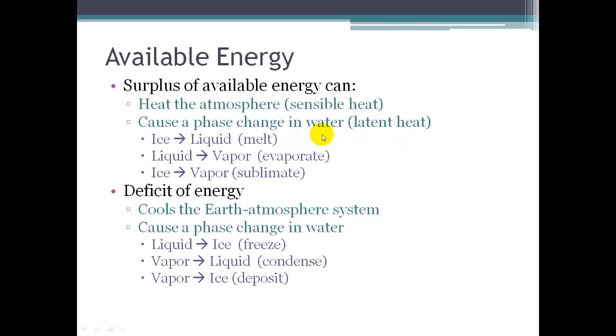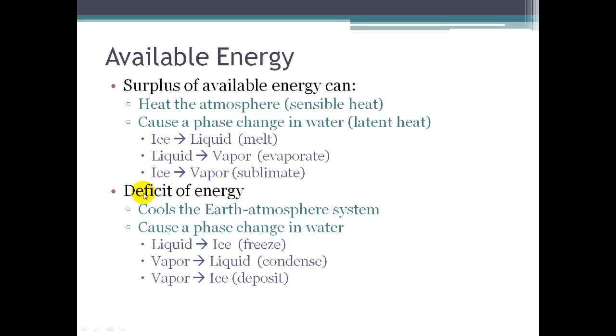And we'll see in a moment a graph that shows latent heat, but basically we have water that exists in three states on Earth: ice, liquid, and vapor. And as water moves from one state to another, it either requires energy in that process or it gives off energy in that process. So you see here the different processes that require energy. So for ice to melt into a liquid, it requires energy. For liquid to evaporate, it requires energy.